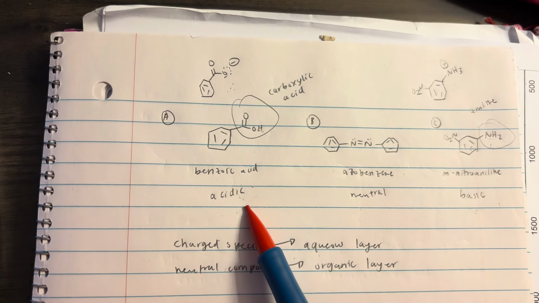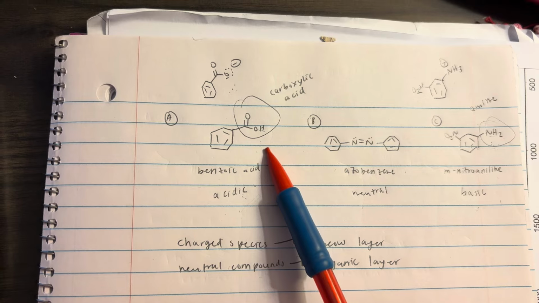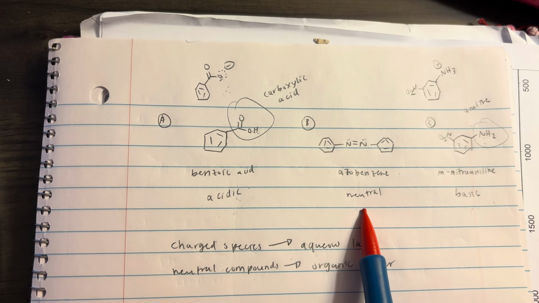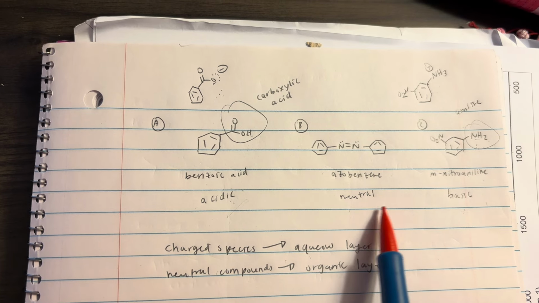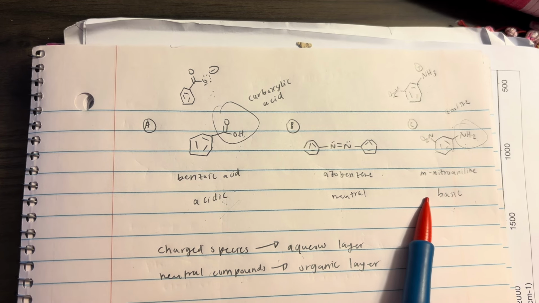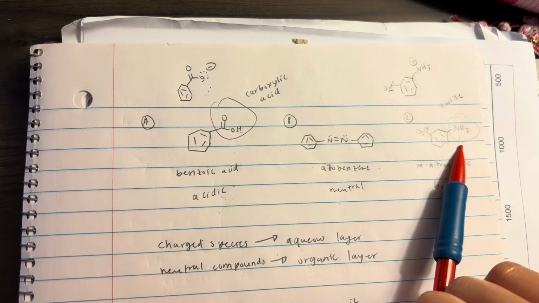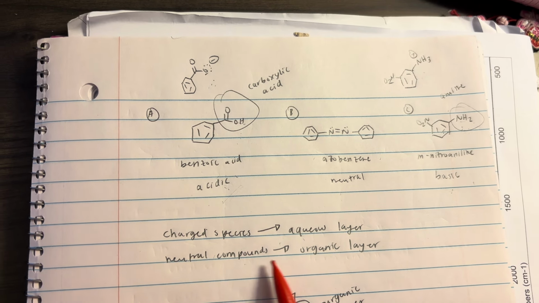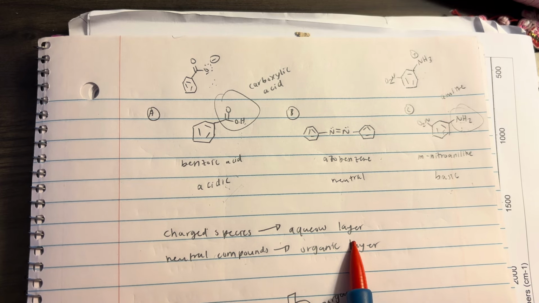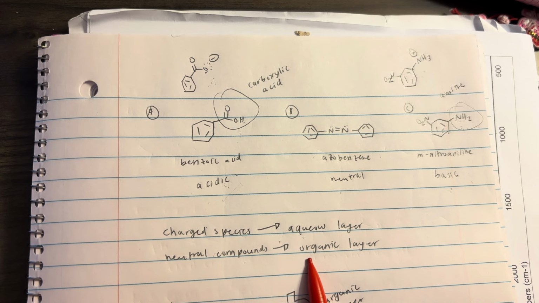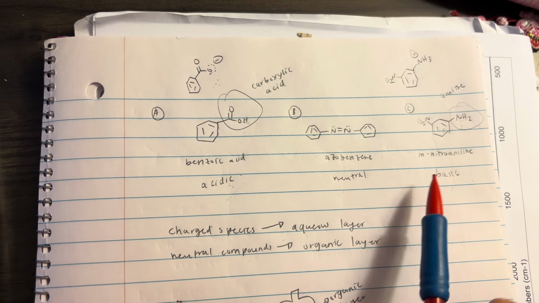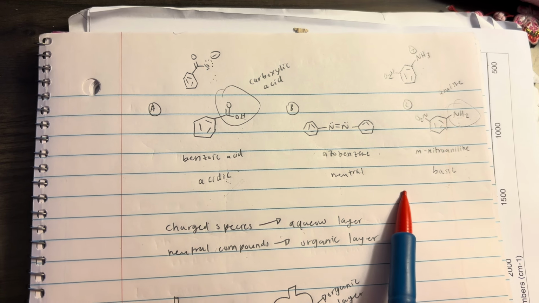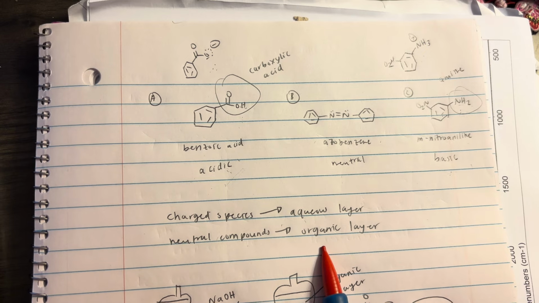Benzoic acid is acidic because it has a carboxylic acid group. Azobenzene is neutral. It doesn't have an acidic or basic group. And m-nitroaniline is basic because it has an amine group. And it's important to remember that charged species will be soluble in the aqueous layer while neutral compounds remain in the organic layer. Right now, all 3 of these compounds are neutral and will be soluble in the organic layer.